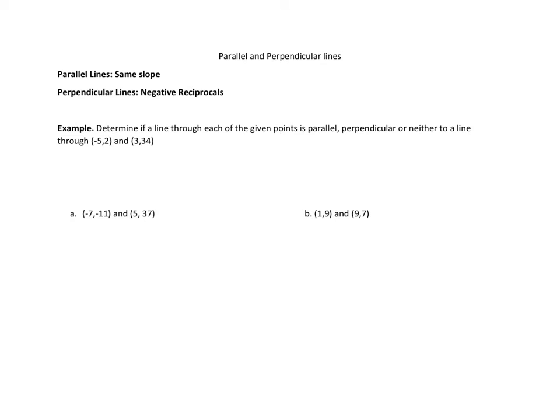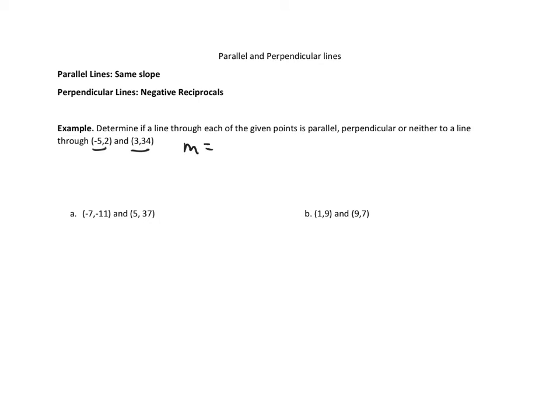When considering parallel and perpendicular lines, what makes two lines parallel is that they have the same slope. What makes lines perpendicular is that their slopes are negative reciprocals. In this example, we want to determine if a line through each of the given points is parallel, perpendicular, or neither to a line through these 2 points, (-5, 2) and (3, 34). First, we compute the slope between these 2 points so we can compare it to our other lines.